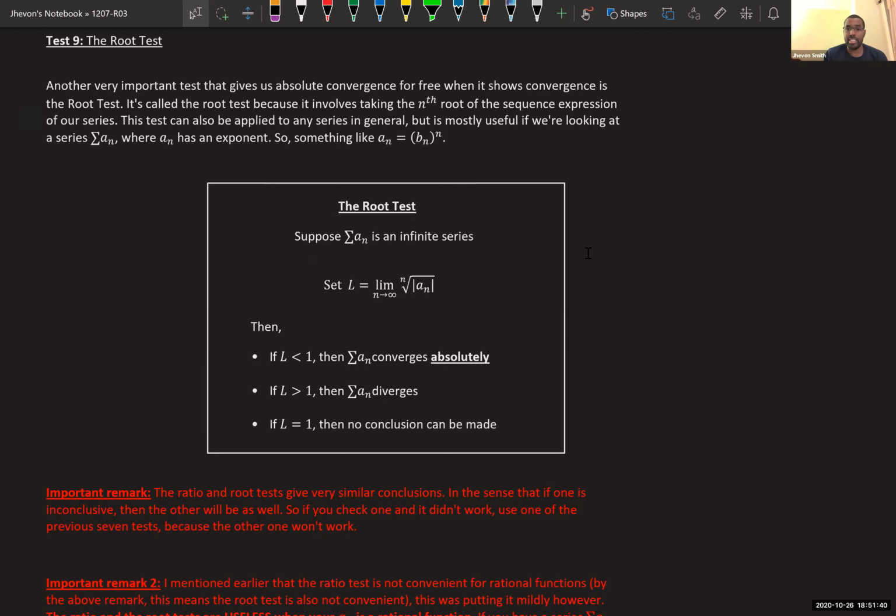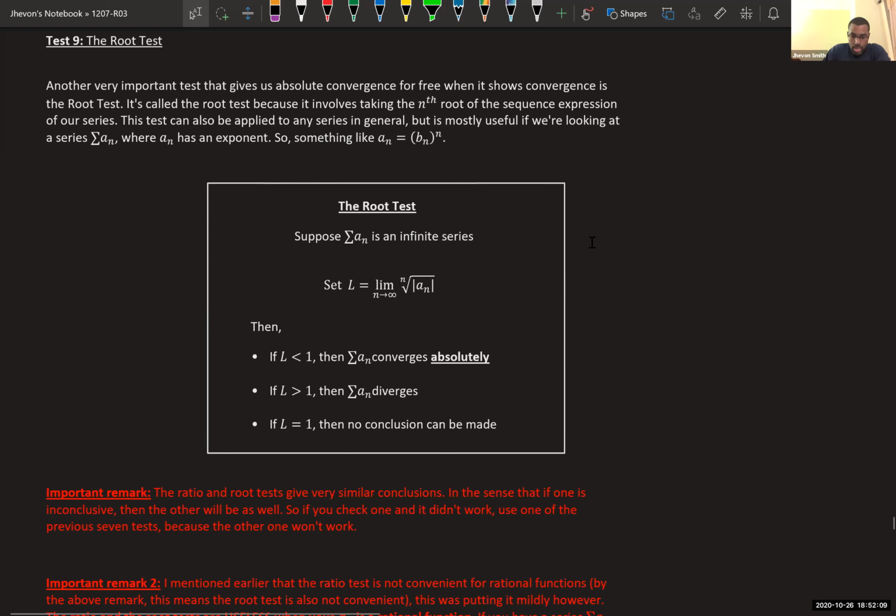If this limit is less than 1, then the series will converge absolutely. If it is greater than 1, the series diverges. If it's equal to 1, then no conclusion can be made. So this is very similar to the ratio test, except your limit is just a different limit, right? And this is probably not useful with factorials, because if you don't know how to deal with a factorial, you're not going to know how to deal with the nth root of a factorial. But if it has the power n, where the nth root can cancel the nth power, that's going to be very useful and convenient.